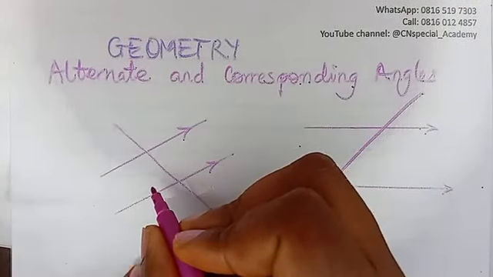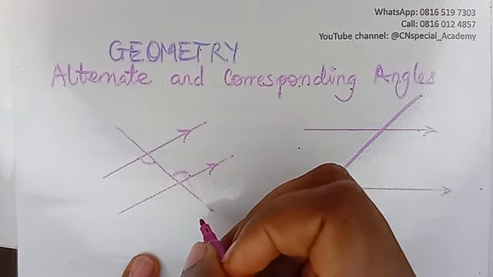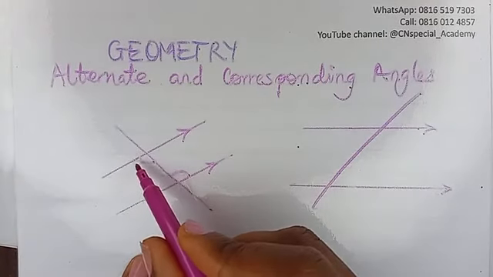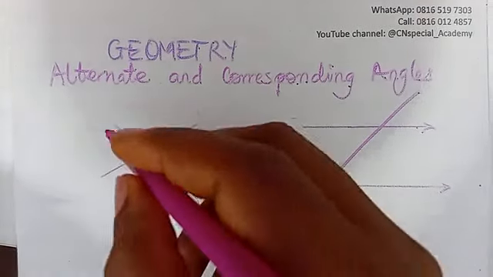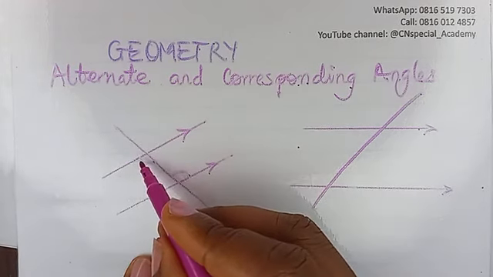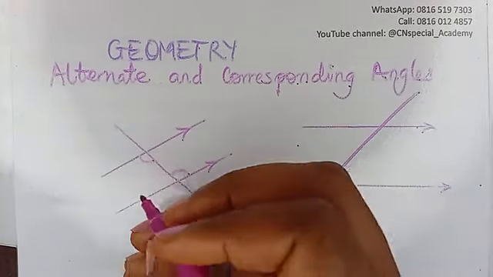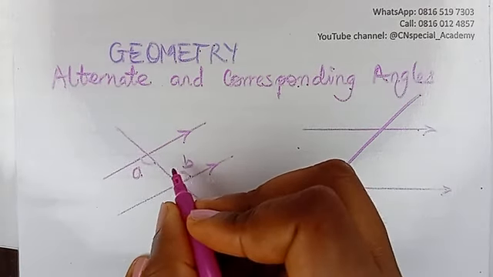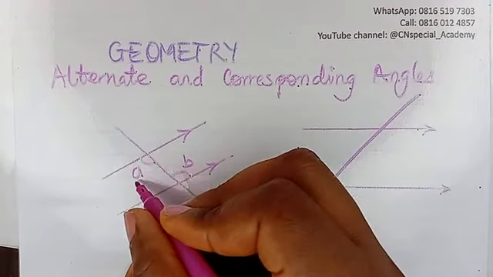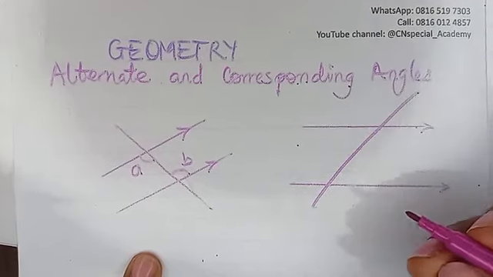Now, this angle and this angle are what we call alternate angles. Why? Because they are on the alternate sides of this transversal. As this transversal has cut through these parallel lines, we have all these angles formed all around it. So this angle is alternate to this angle. We can say that A and B are alternate angles, and alternate angles are equal. So angle A is equal to angle B.